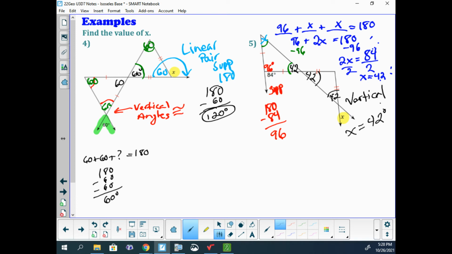So definitely a little bit of a step up. But if you know your vertical angles, you know your supplement, linear pair supplementary ideas, you can definitely walk your way around those problems. Find which ones are your base angles though. That is super, super important.